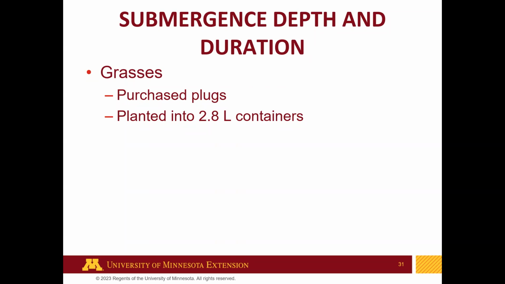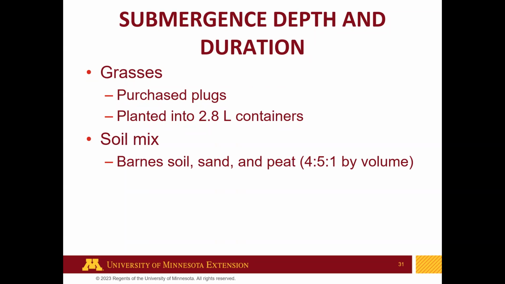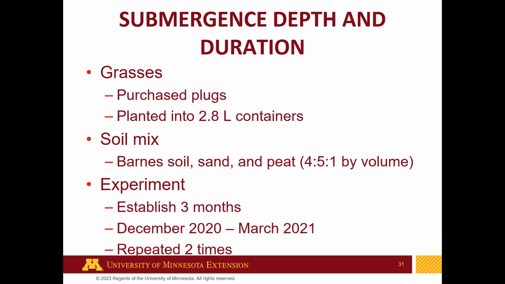We purchased our grasses from commercial nurseries as plugs. We planted them into trade gallon containers. We used the same soil mix, which was barn soil, which is a prairie soil, sand and peat, and we mixed it at a ratio of 4:5 to 1 by volume. And again, we allowed the grasses after planting to establish for 3 months. And then we repeated the study 2 times. And the studies were conducted from December of 2020 to March of 2021.